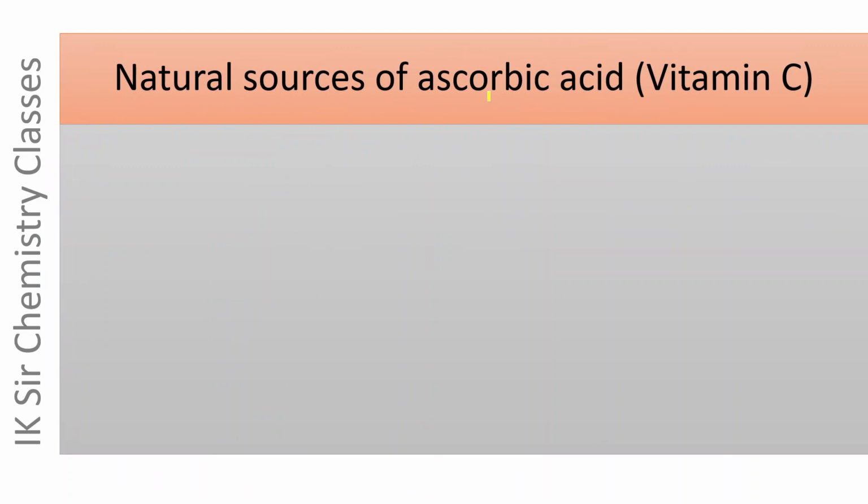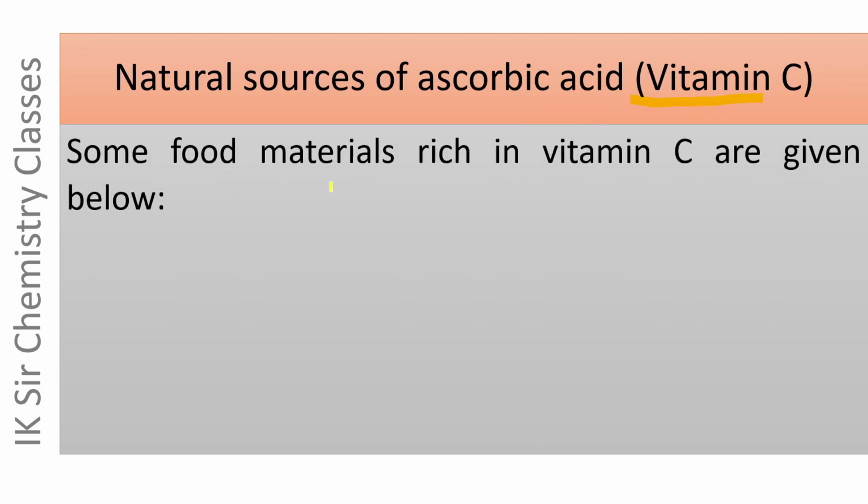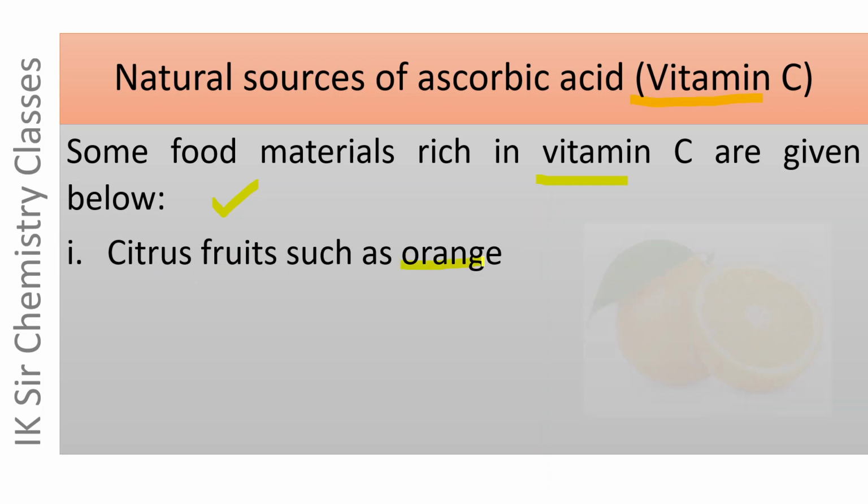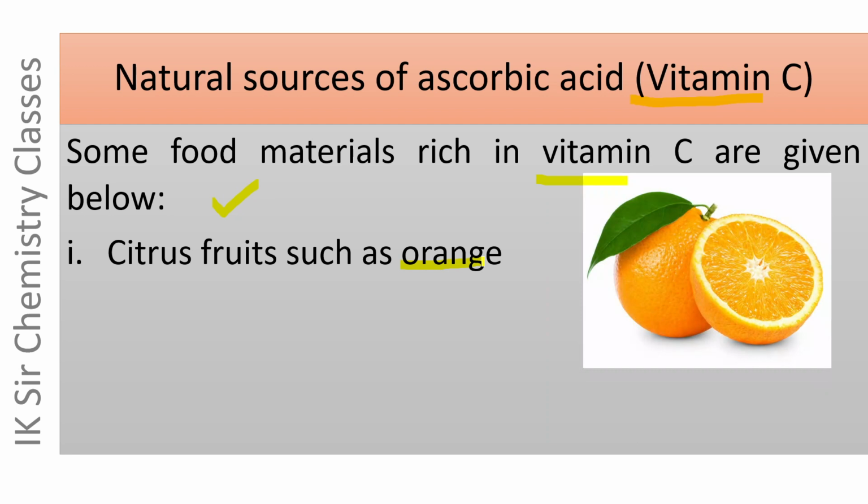Natural sources of ascorbic acid, that is vitamin C. Some food materials rich in vitamin C are given below. Citrus fruits are a good source of vitamin C, such as orange. Amla is the richest source of vitamin C.